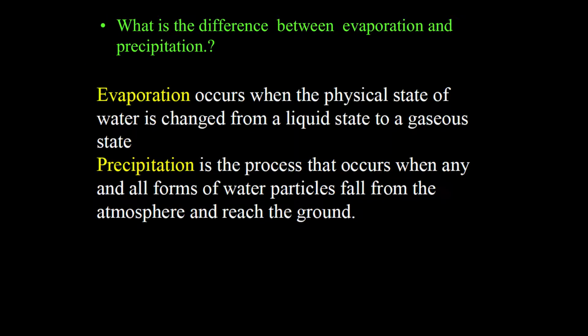What is the difference between evaporation and precipitation? Evaporation occurs when the physical state of water is changed from a liquid state to a gaseous state. Precipitation is the process that occurs when any and all forms of water particles fall from the atmosphere and reach the ground.